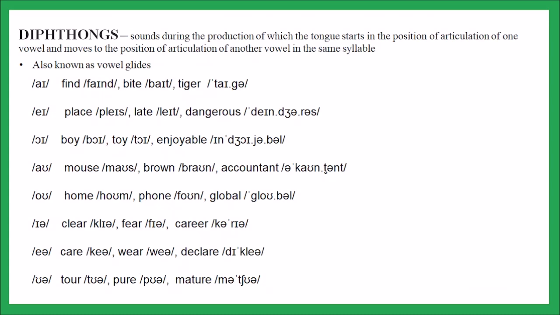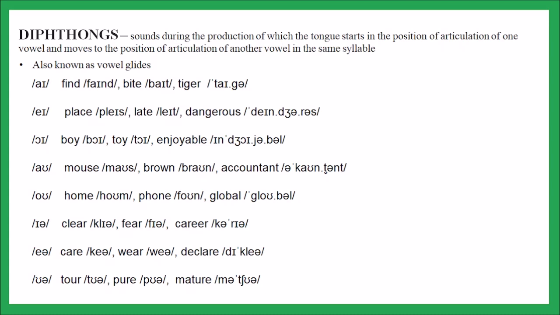Then comes the second category of vowel sounds, that are the diphthongs. They are also called vowel glides because they glide from one vowel sound to another. They are the sounds during the production of which the tongue starts in the position of articulation of one vowel and moves to the position of articulation of another vowel in the same syllable. A syllable is a sound unit that you utter in a single breath. In a diphthong, the pronunciation starts from the position of one vowel and moves into the position of another vowel. When you see these examples, it becomes clear.